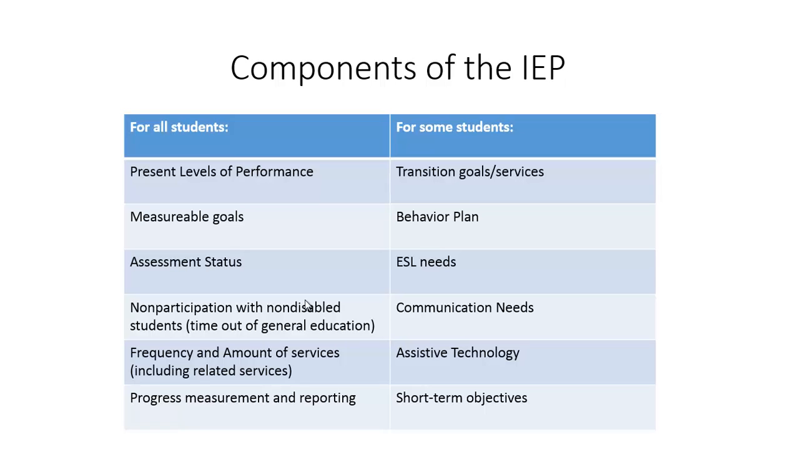Then you'll see this last box that says short-term objectives. IDEA 2004 said that short-term objectives were no longer required for all students. They used to always be part of a measurable goal, but now they're only required for students who take alternate assessments. So typically those students who have moderate to intensive needs. However, those short-term objectives are really best practice, and if you are truly progress monitoring on a frequent basis, having those short-term objectives is really helpful, and you'll see that in the IEP example we're going to pull up soon.